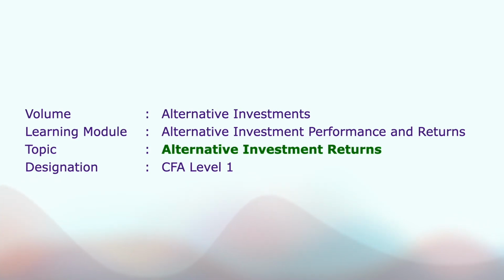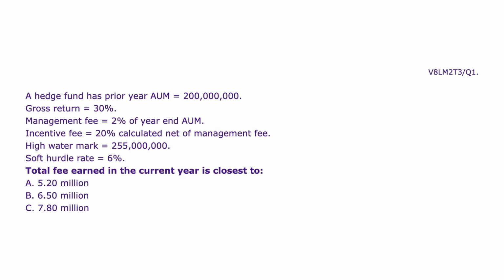Topic: alternative investment returns. A hedge fund has prior year AUM equals 200 million. Gross return equals 30%. Management fee equals 2% of year-end AUM. Incentive fee equals 20% calculated net of management fee. High water mark equals 255 million. Soft hurdle rate equals 6%.